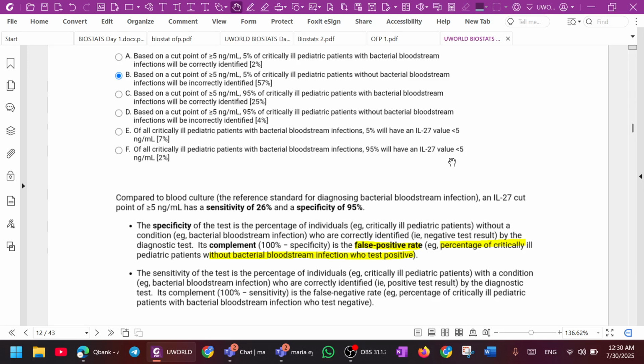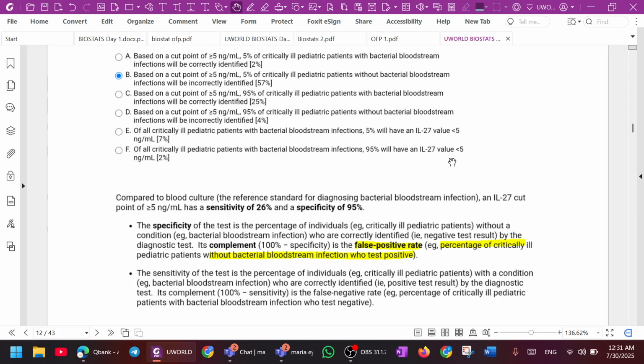So we finish with the sensitivity. You do the same thing with the specificity. They gave you 95%, so 100 minus 95 will be 5%. That would be the false positive. You already know from the formula.